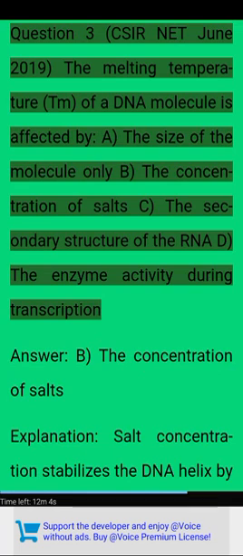Question 3. CSIR NET June 2019. The melting temperature (Tm) of a DNA molecule is affected by: A. The size of the molecule only. B. The concentration of salts. C. The secondary structure of the RNA. D. The enzyme activity during transcription.